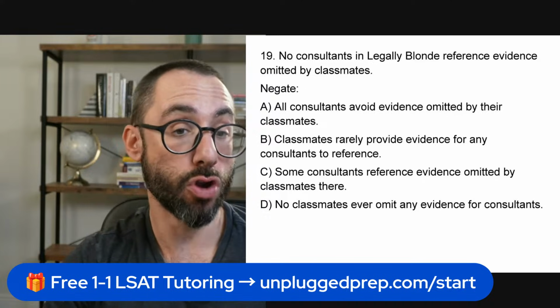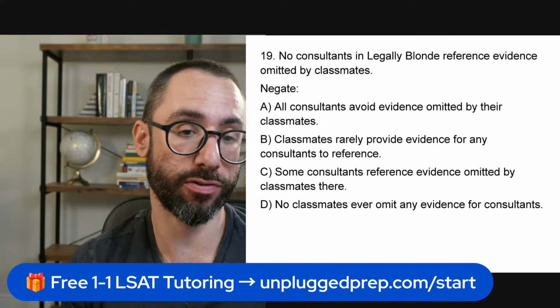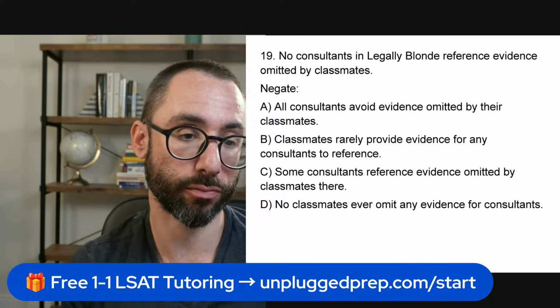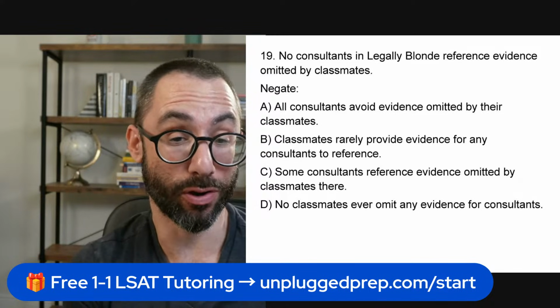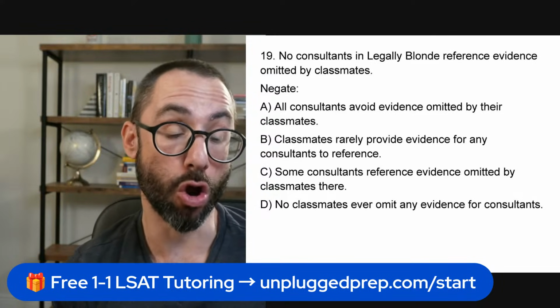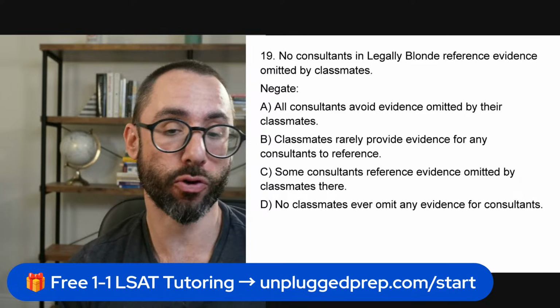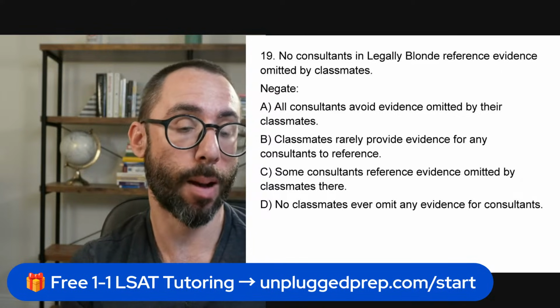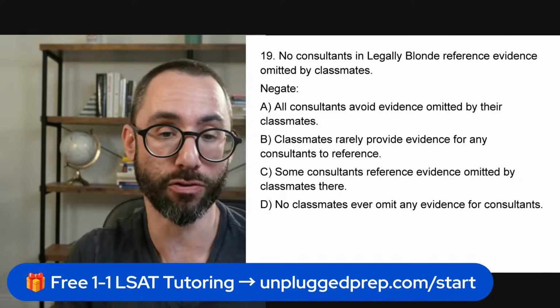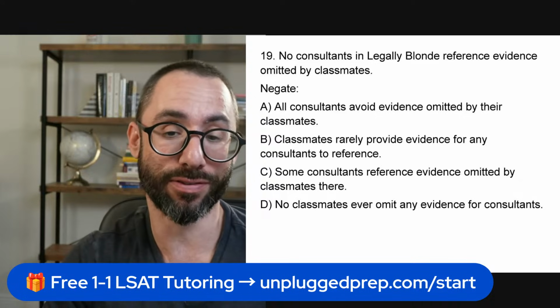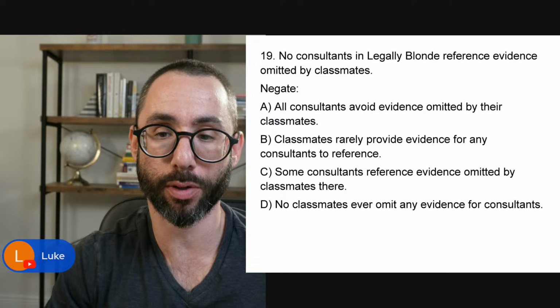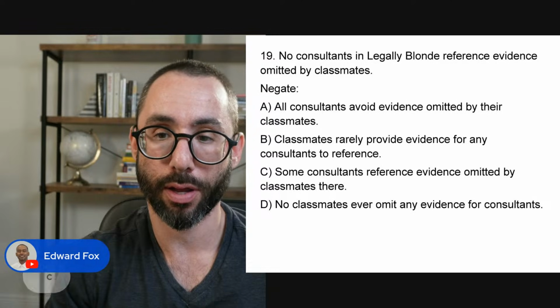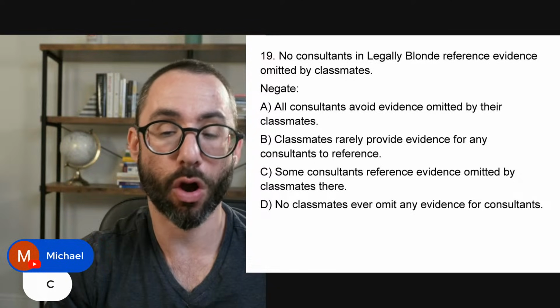Original says no. Opposite of none is some or at least one. So a choice saying all, like choice A, is too extreme. A choice saying no, like choice D, is also too extreme. We want moderate. Opposite of none is some or at least one. Choice C fits that best, of course. I see a ton of you got it. Osvaldo, Anne, Katie, Autumn, Luke, Zuli, Passion, Edward, Michael, all saying C.